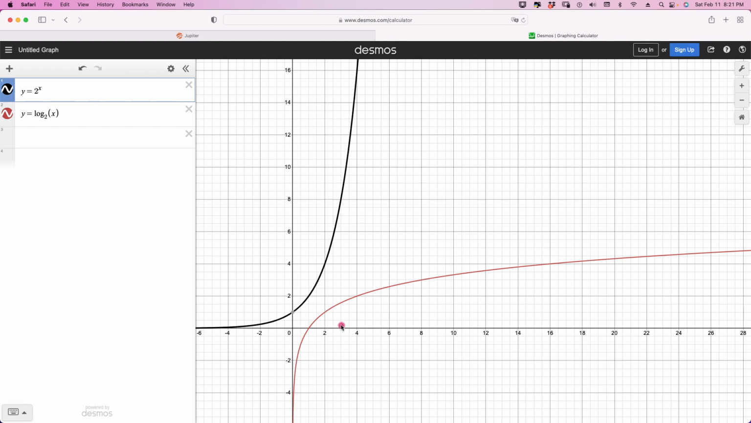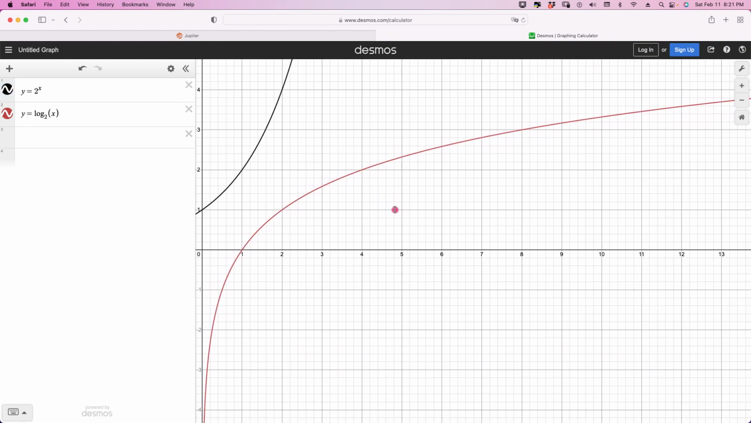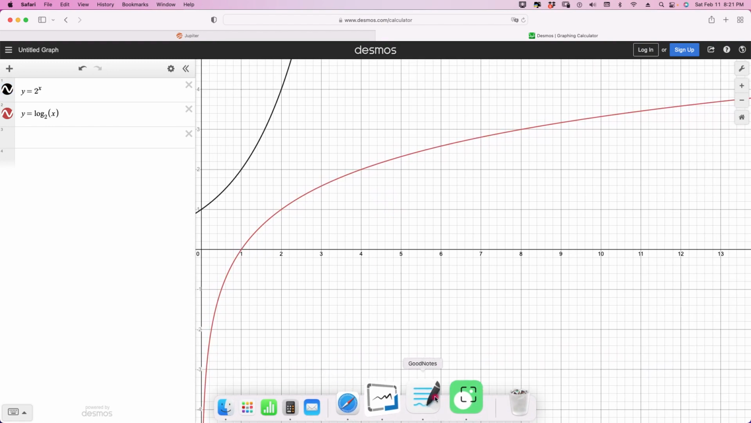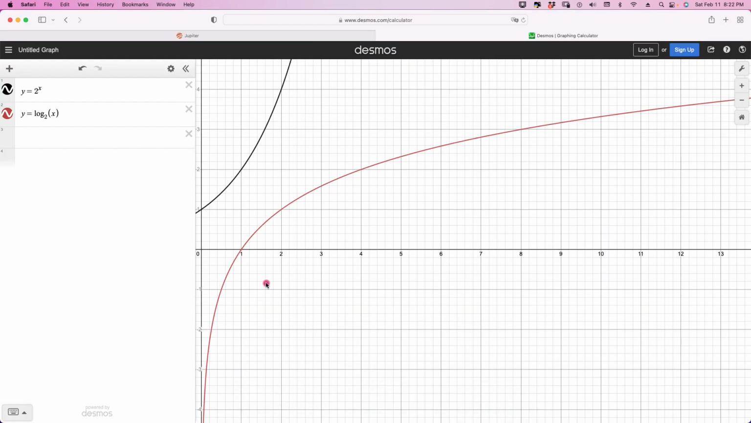Now, looking at the logarithmic function, remember we said that the points flip, right? So let's look at those points again. So instead of 0, 1, we should have 1, 0. Instead of 1, 2, we should have 2, 1. Instead of 2, 4, we should have 4, 2. Instead of 3, 8, we should have 8, 3. So let's look and see. So we have 1, 0. 0 is the y value, and x is the 1 value, so 1, 0.